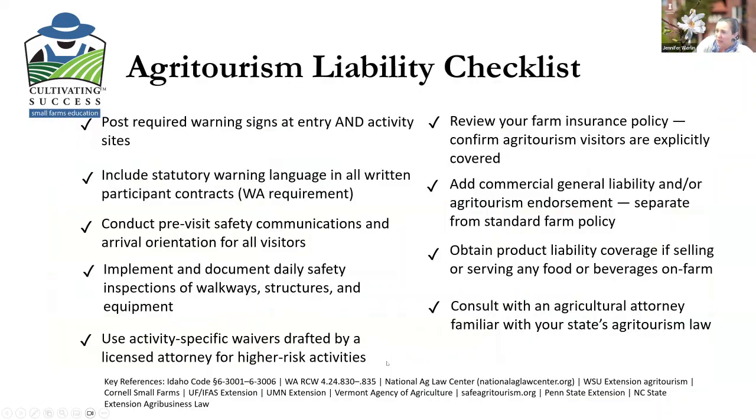So some key takeaways. You need to make sure you have that statutory compliance first. Safety is a foundation, so make sure you have all that documentation, the waivers, the insurance policies. Waivers are just one layer of protection. Insurance is absolutely critical. Make sure your policy explicitly covers agritourism, and get professional help. You can work with an agricultural attorney and an insurance agent, and make sure they understand farm and agritourism operations.